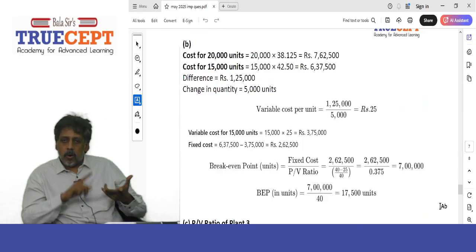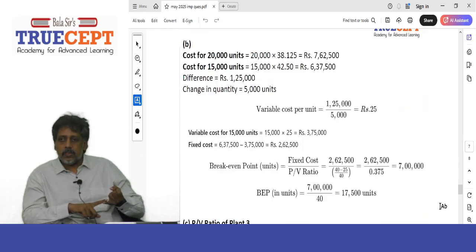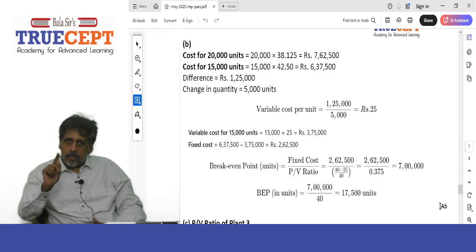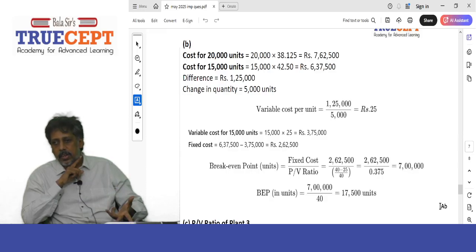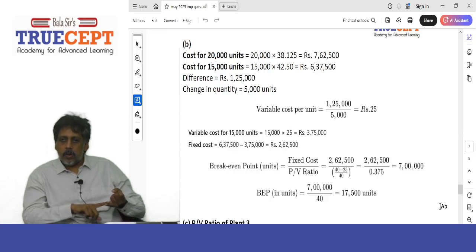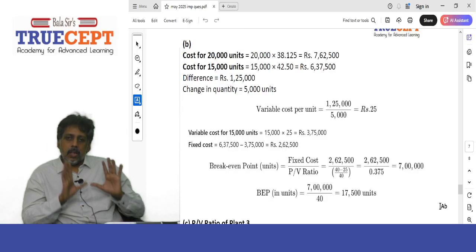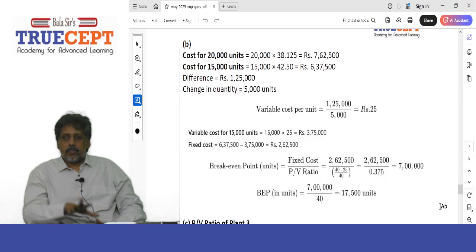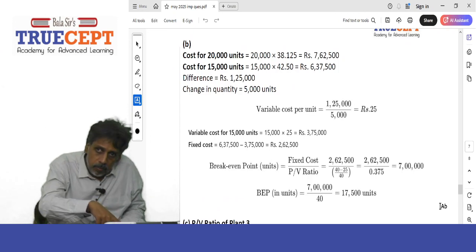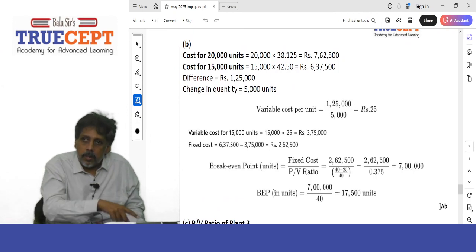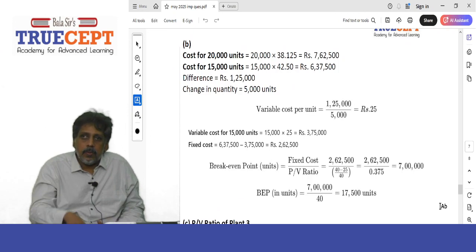So what is the total cost at 15,000 units? 6,37,500. From that you subtract the variable cost portion, 15,000 into 25, which is 3,75,000. You get a fixed cost of how much? 2,62,500. That is the amount of fixed cost. Now you have been asked to calculate the break-even sales and also find the break-even units.